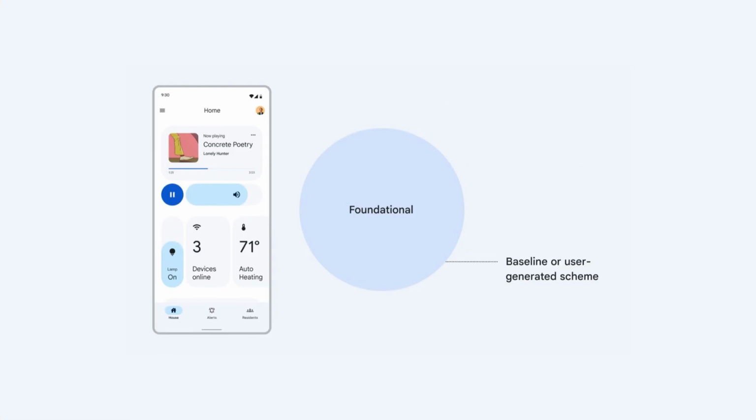A baseline or user color scheme should be thought of as the foundational scheme that is applied consistently and comprehensively throughout a product. On top of this foundation, a product may apply a content color scheme to contain spaces in the app, such as a set of components or a particular screen.